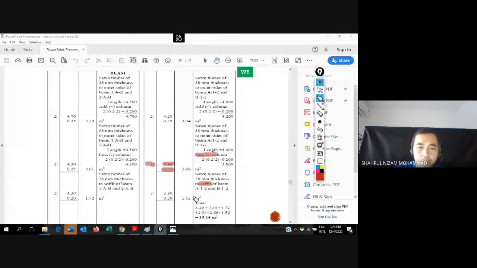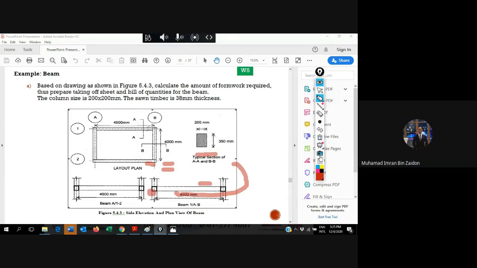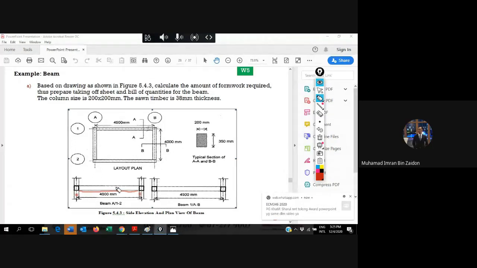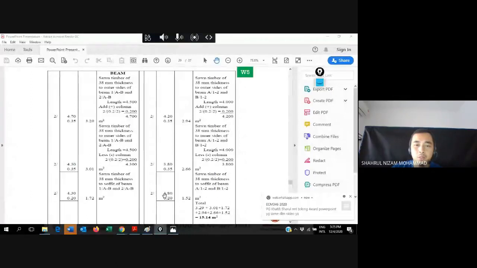Okay, so similar. Time sink will be 2 because you have 2 beams, and then the length you can use the same as the inner, 3.8. The reason is because soffit will be located under your beam, so it will be blocked by the column here. So that's why for the dimension 4000, you need to minus half column and half column. Okay. And then because it's located under the beam, you need to multiply with the breadth of the beam, 200 mm. So 2 times 3.8 times 0.2, you will get 1.52 meters squared of sawn timber for the soffit.